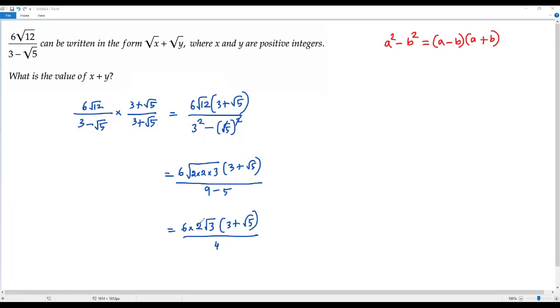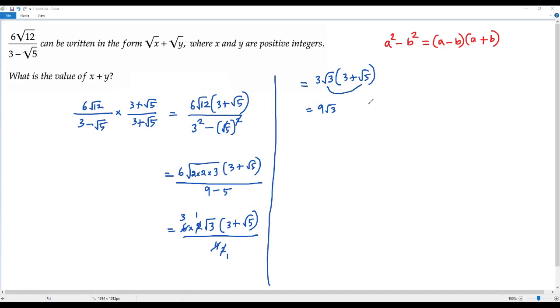9 minus 5 is 4. Okay, here 2 goes into 2 one time and 2 goes into 4 two times. Here 2 goes into 2 one time and 2 goes into 6 three times. Then we get 3 times square root of 3 times 3 plus square root of 5. Now we can distribute this 3 times square root of 3 to this 3. Then we get 9 square root of 3. When I distribute this one to this, I am getting plus 3 times square root of 3 times square root of 5.